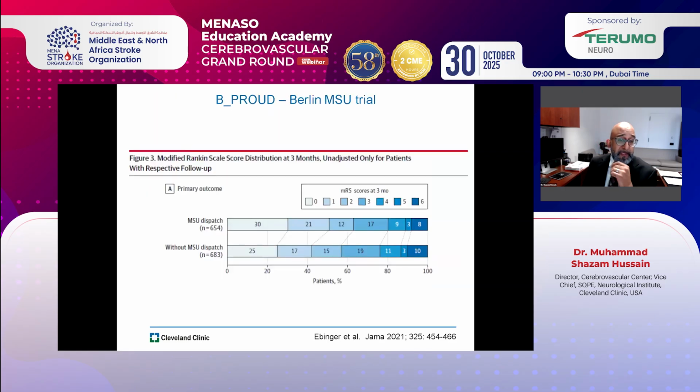Most importantly, though, looking at the patient outcomes, you can see here with the mRS bars that those patients treated on the mobile stroke unit had improved outcomes compared to those not on the mobile stroke unit, which was statistically significant.